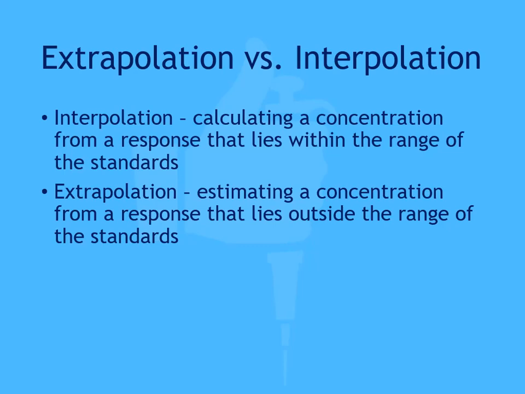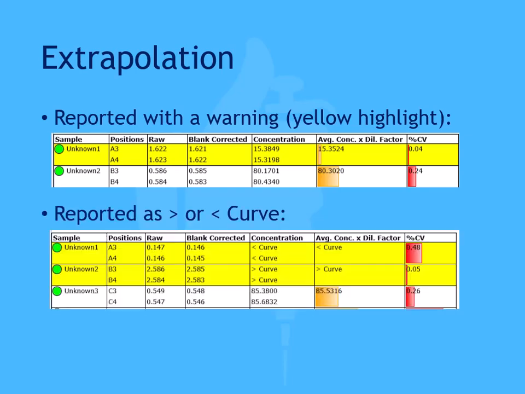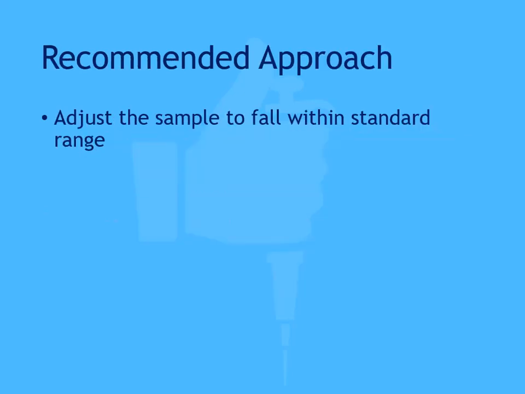Because the result is outside the experimentally validated range of the assay, extrapolated values should be treated with caution. In some cases, data analysis software such as MyAssays might report an extrapolated concentration with a warning, while in other cases it does not calculate a concentration and instead reports above or below the curve. For samples outside the standard range, the recommended analytical approach is to rerun the sample at an appropriate dilution or concentration so that the corrected response falls within the standard range.